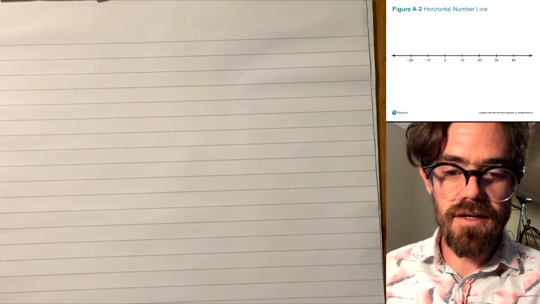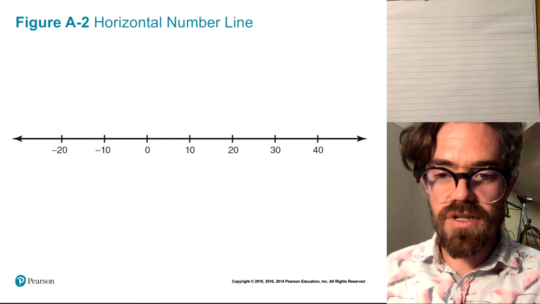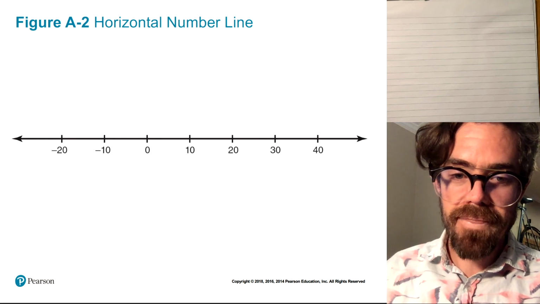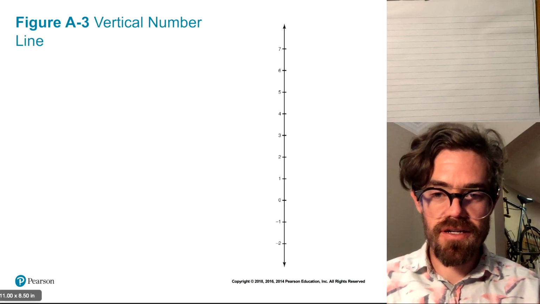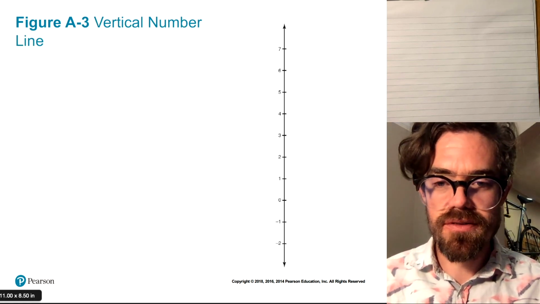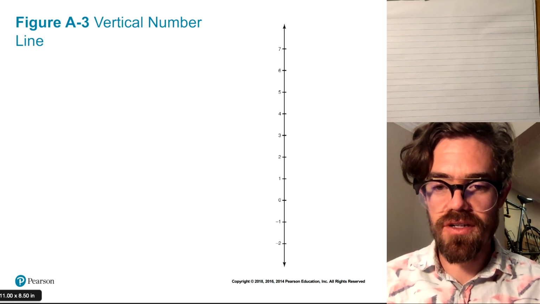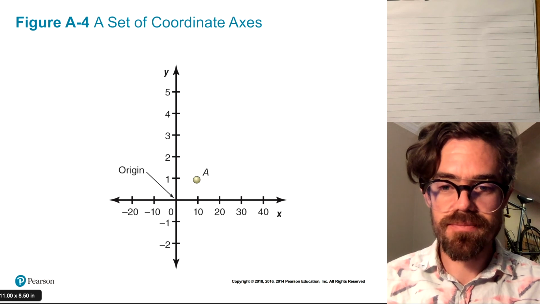All right, so again, here's a horizontal number line, for example. And here's a vertical number line. We're just putting those together to get to our graph, right? So easy peasy. There's the origin where they're both 0.